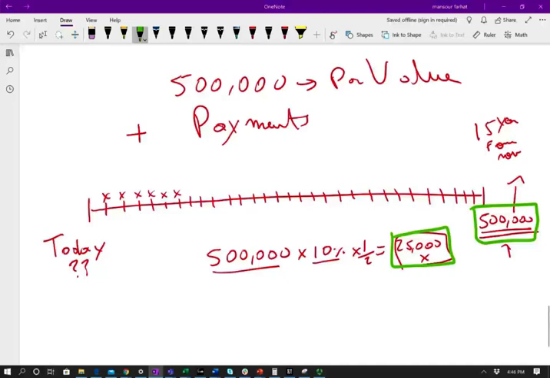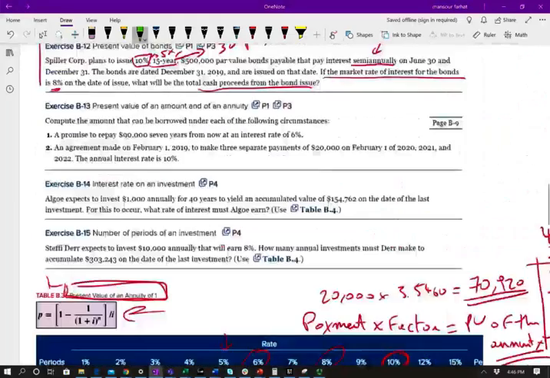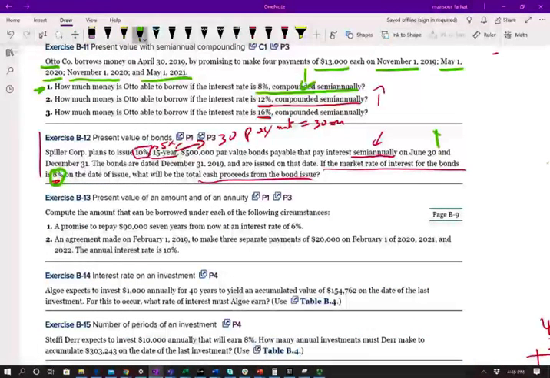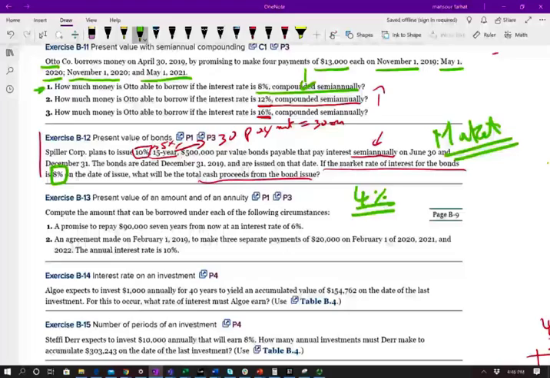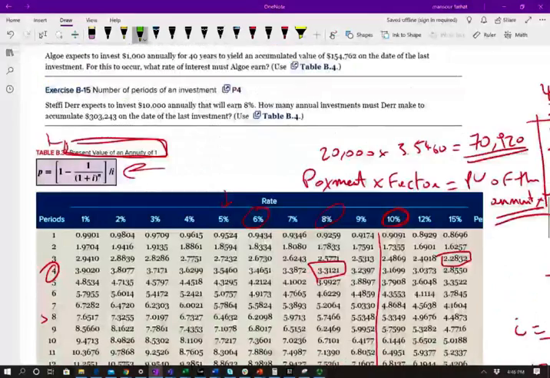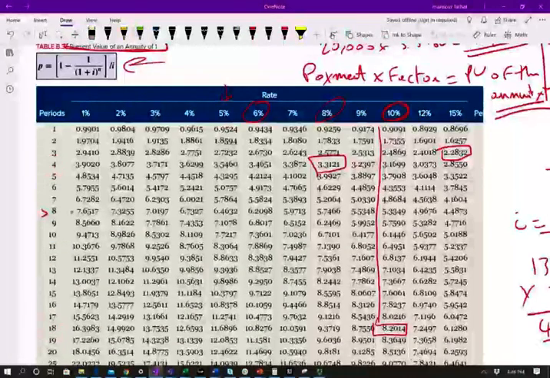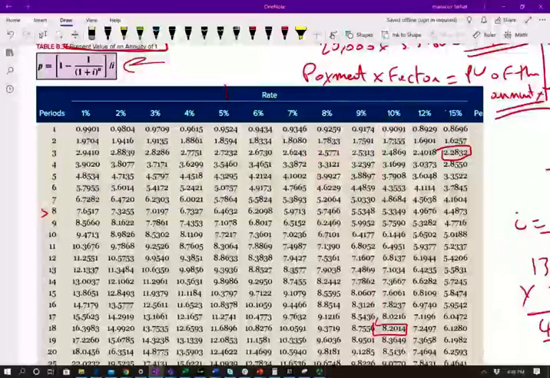So to find how much you will pay for this bond today, you will discount everything. So listen to me carefully. You will discount everything using the market rate. When you go to the table to find the present value of the bond, you would always use the market rate because the investor wants to earn the market rate. The market rate is 8% annually, but because we're doing everything semi-annually, I equals 4%.